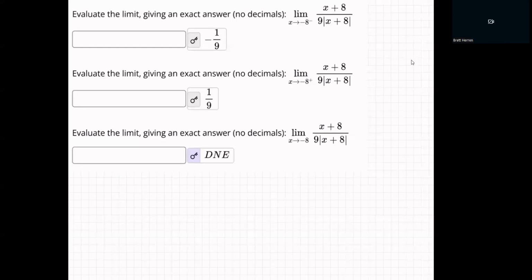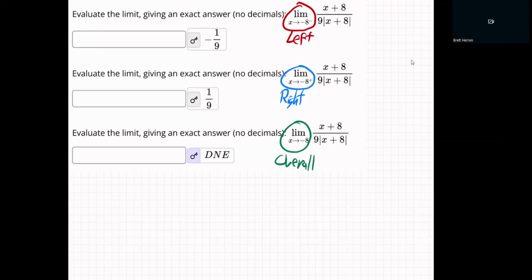Okay, so on this question, they want us to take the three limits. The limit as x goes to -8 from the left of that function, and then the limit as x goes to -8 from the right, and then the limit as x goes to -8 overall. So let's be clear on this. This is from the left. This one is from the right. And this one here is, oops, overall. Okay, same function all the way through.